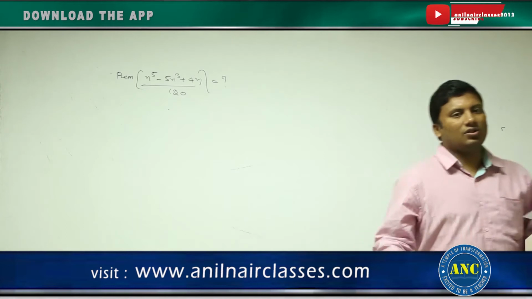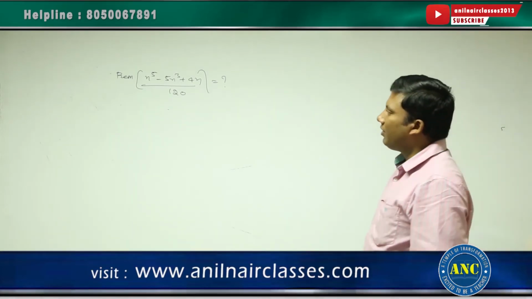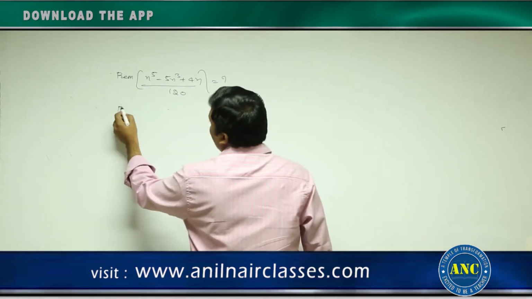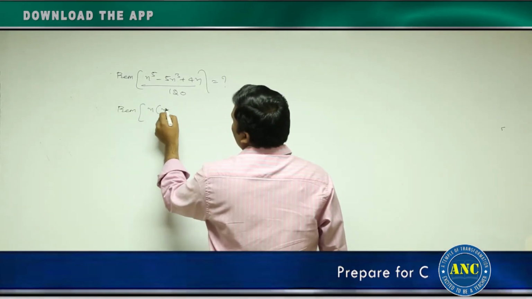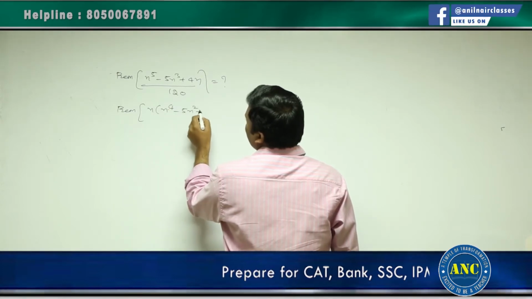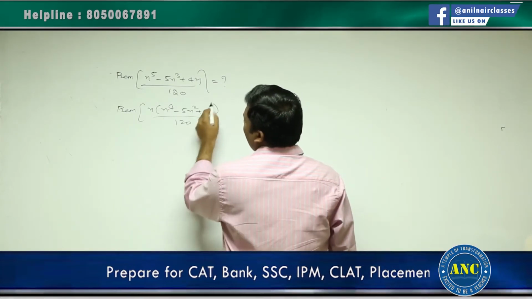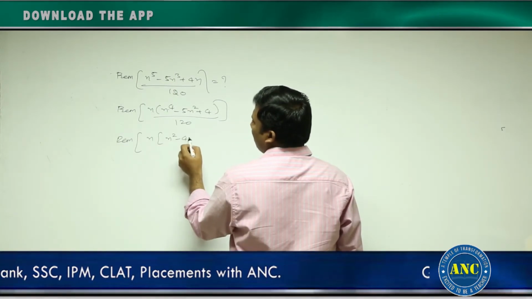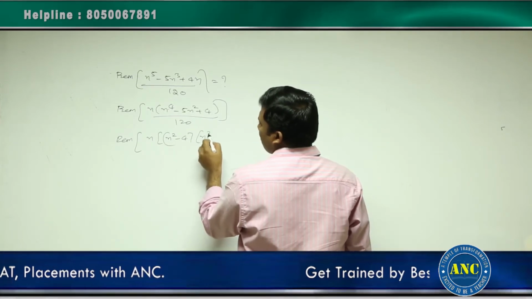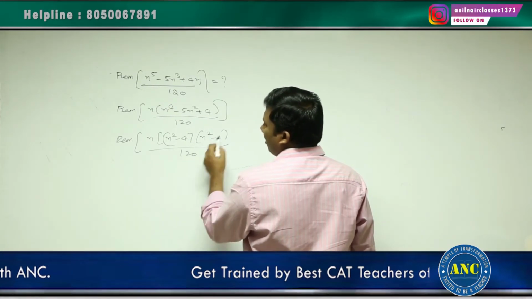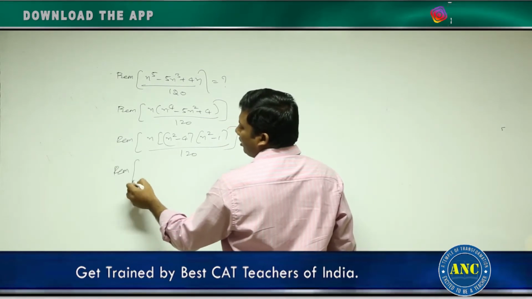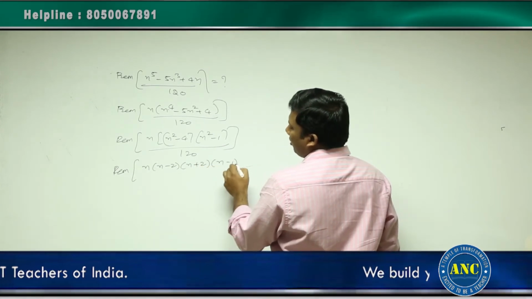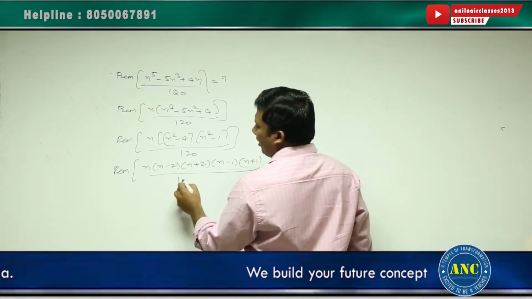This is also an easy question. Remainder: n power 5 minus 5n cube plus 4n divided by 120. Now if I take n common, this becomes n into n power 4 minus 5n square plus 4, divided by 120. This is n into n square minus 4 into n square minus 1, which is n into n minus 2 into n plus 2 into n minus 1 into n plus 1 divided by 120.